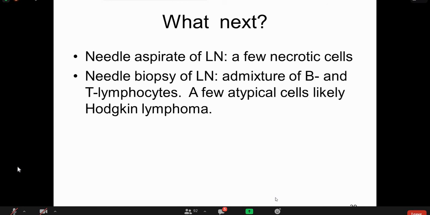Ultrasound or CT guided biopsy. We just cannot put a blind needle in these types of sensitive structures. It can result in trauma, bleeding, infection, complications like pneumothorax, pneumomediastinum, puncture lung. So needle aspiration of the lymph node reveals a few necrotic cells, and needle biopsy of the lymph node gives the picture of a mixture of B and T lymphocytes, a few atypical cells. Likely the diagnosis is Hodgkin's lymphoma.